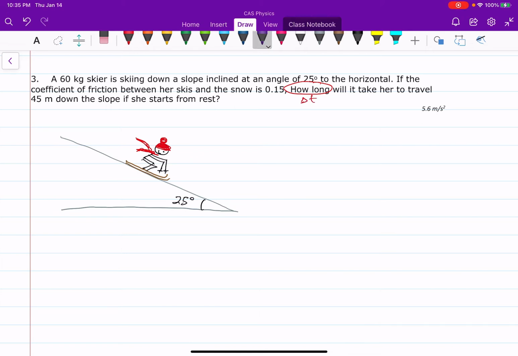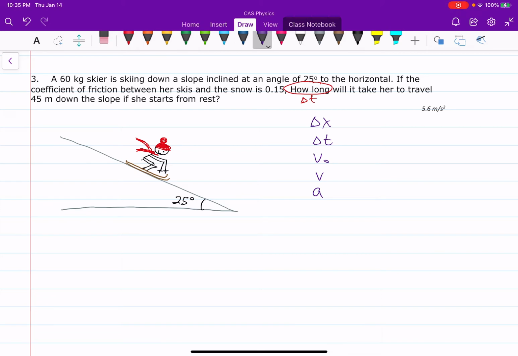So the first thing I'm going to do is organize my kinematic information: delta x, delta t, v naught, v, a. I saw that we're not just dealing with a's and forces, we're also dealing with distances and velocities and time. So we're going to make sure to systematically organize this.